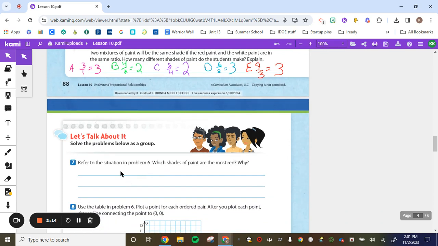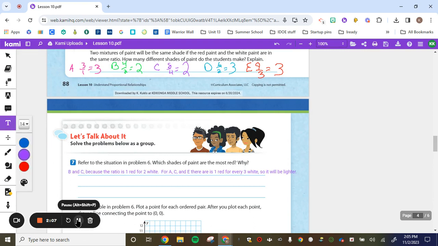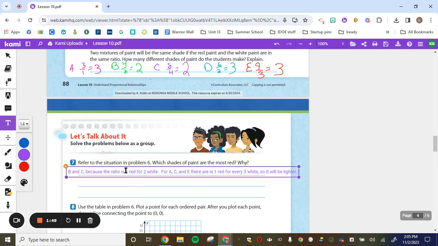Now question 7 goes with that. They want to know what shades of paint will be the most red and why. So for question 7, if we're looking back, it wants to know which ones are going to be more red. Well, a ratio of 2 means 2 white to 1 red. And a ratio of 3 means 3 white to 1 red. So B and C are going to be darker red because they have less white for red. And A, C, and D have 3 whites for every 1 red. So it's going to be a lighter shade.